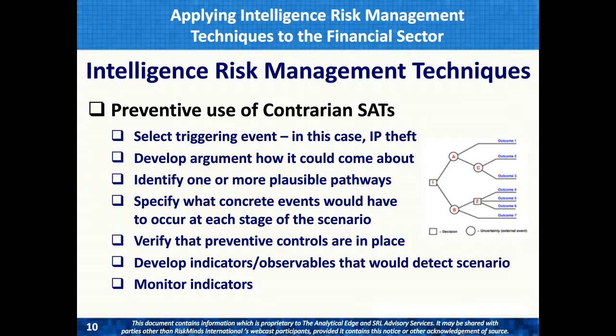And then after you do that, you verify that preventive controls are in place. Those are the remedies. Again, it's not a check-the-box exercise. You really have to go through and take a look at each event. Then you have to verify the preventive controls that are in place, and you have to test those. Another important step when you're done is to develop an early warning system, the last 2 ticks. You develop indicators. These are observables that would detect the scenario unfolding, and then you monitor the indicators.